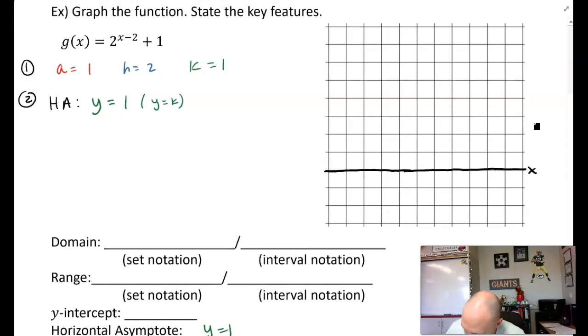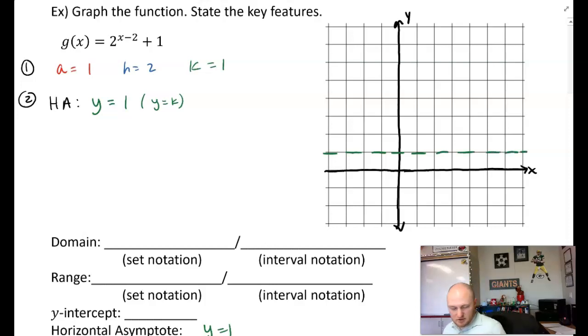We have our x-axis, and we have our y-axis. Okay, and I'm going to go ahead and plot my horizontal asymptote at 1. So a dashed line for your horizontal asymptote. There's y = 1.